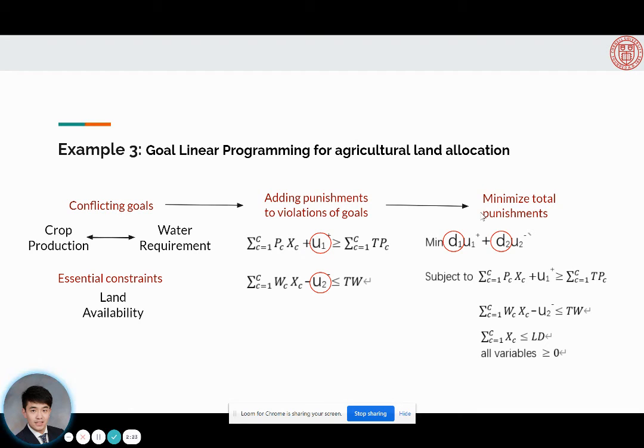What GLP does is add punishments to violation of goals. U1 and U2 here measure how far you are from reaching the goal, and decision makers assign violations weights, D1 and D2. That's how much they value the goal. It could be financial cost or other social factors in play. Then the objective function becomes minimizing total punishments with everything else in the constraints. One case study done using data from India showed that GLP outperforms single objective LP when there are conflicting goals.